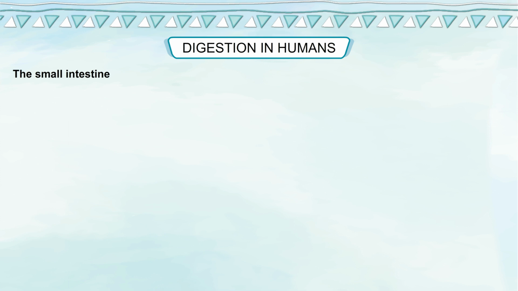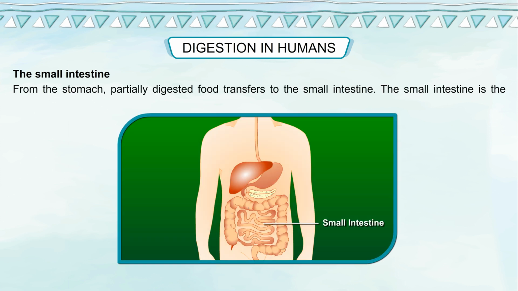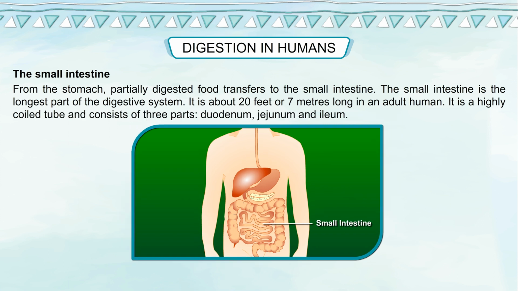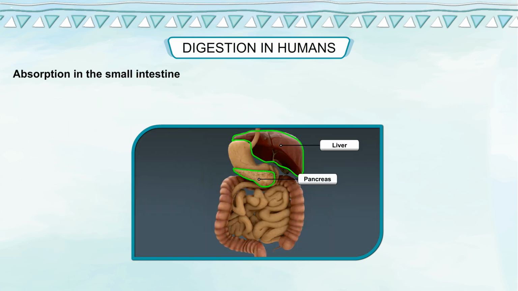The small intestine. From the stomach, partially digested food transfers to the small intestine. The small intestine is the longest part of the digestive system. It is about 20 feet or 7 meters long in an adult human. It is a highly coiled tube and consists of 3 parts: duodenum, jejunum, and ileum.